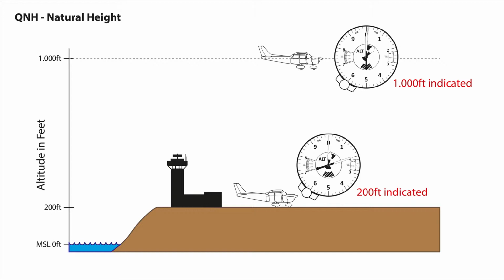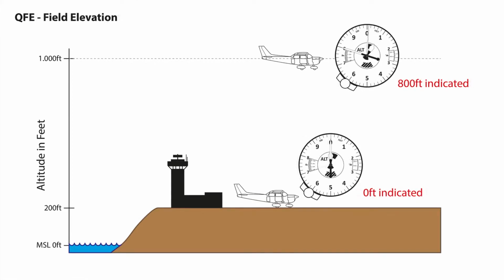In some cases, for example if you fly a closed pattern around the airport, or for aerobatics, sometimes also for glider flying, we can use the QFE. QFE stands for field elevation, and this gives us the height above ground. If you set the QFE, it should show a 0 at the airport no matter what airport elevation you are on.